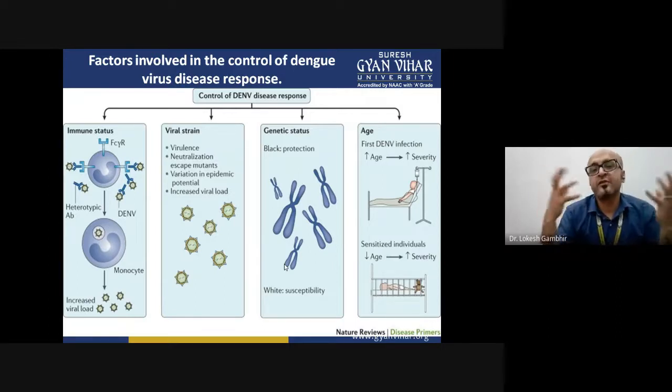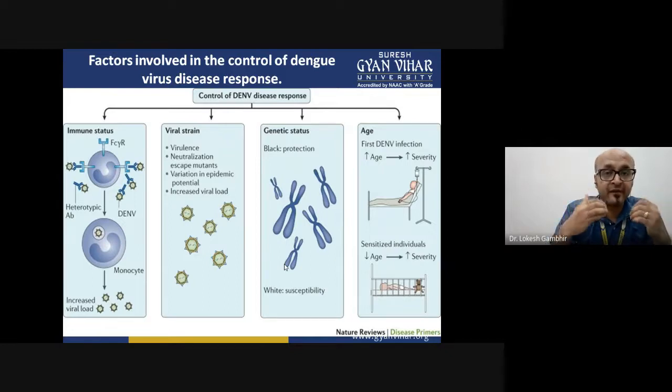So see, first of all, your immune status. If your immune status is very healthy, if your army is well equipped, if you have a sufficient number of healthy cells, the immune repertoire is very good, then the immune response will be mounted against the infected dengue virus, and the severity of the symptoms will not be aggravated.